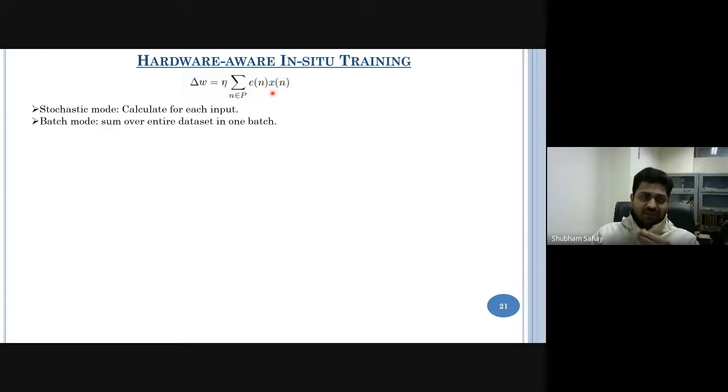We store it somewhere. Again, we give the next input, we calculate this, we store it somewhere. When all of these inputs have been provided, we actually take the sum of all the EN and XN that we stored, and according to that, we change the weight. Since we are doing that for one batch, it is called batch mode.